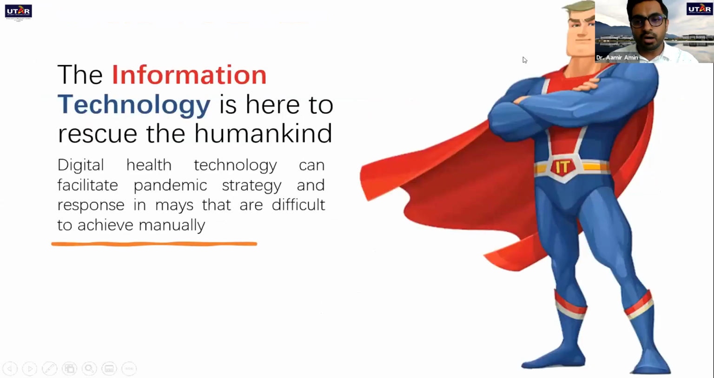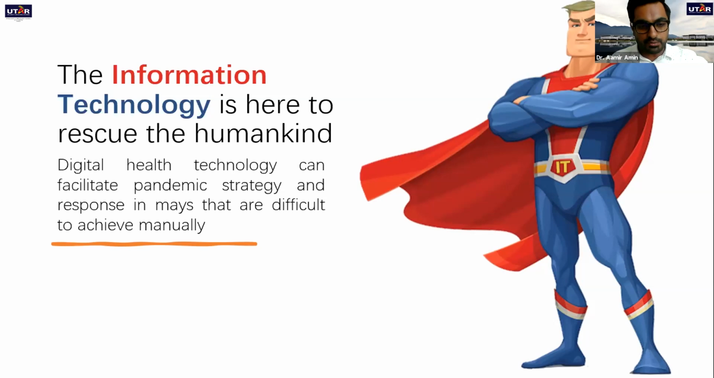Now, based on all of this, the pandemics have been frequent, but thankfully we have information technology which is here to rescue us. If we see how adverse COVID-19 could have been if we did not have health technology or digital health technology, it might have been more devastating. Digital health technologies have facilitated not only pandemic strategy, but also the response, in ways that were difficult to achieve manually. So like a Superman, information technology came and actually rescued us.